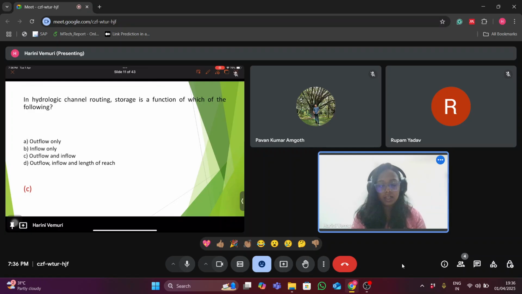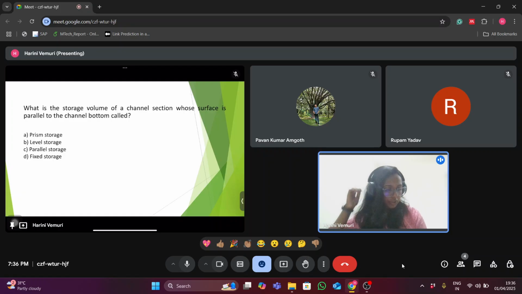So here, previously I have talked about this question. Here we are talking about, remember, hydrologic channel routing. I got confused, like they were talking about hydrologic reservoir routing, so let me correct myself. In hydrologic channel routing, they are asking what storage is a function of which of the following terms. Option A, outflow only. Option B, inflow only. Option C, both outflow and inflow. Option D is outflow, inflow, and length of the reach. So the answer is it's a function of both outflow and inflow.